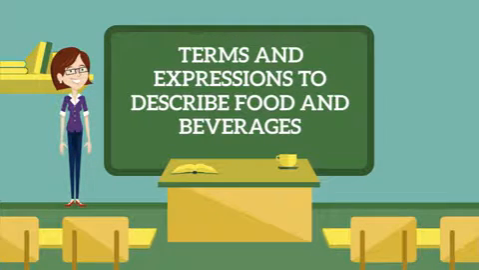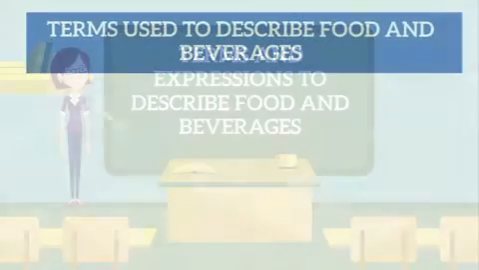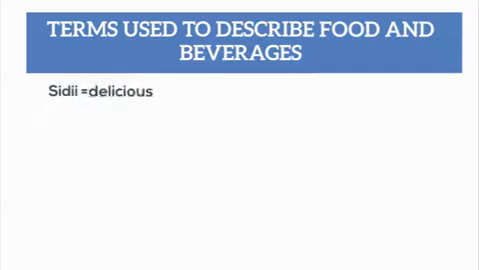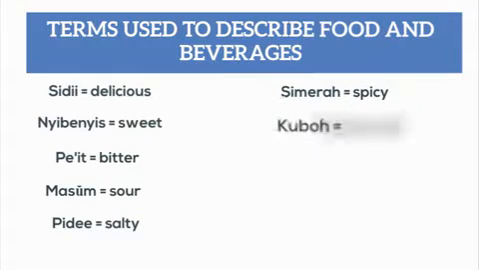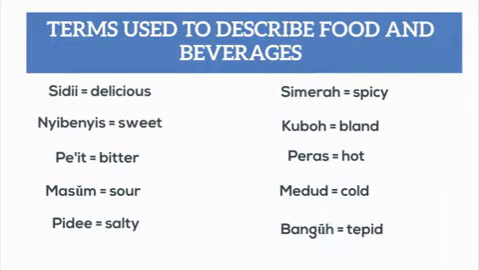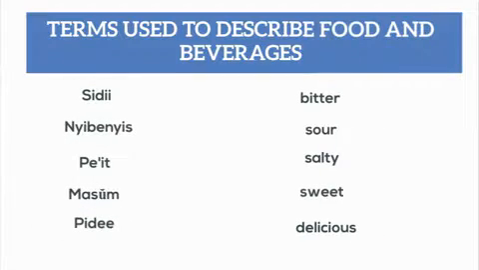Welcome back. In this unit, you will learn some of the common terms and expressions used to describe and talk about food and beverages in Bidayuh. CD, nyebenis, peit, masem, pide, semerah, kubuh, peras, medut, bangeh. Now, match the terms with the correct English equivalent.